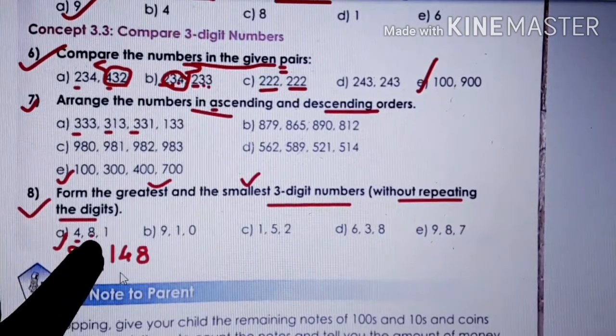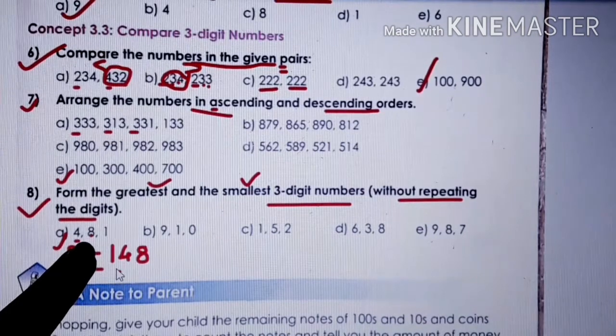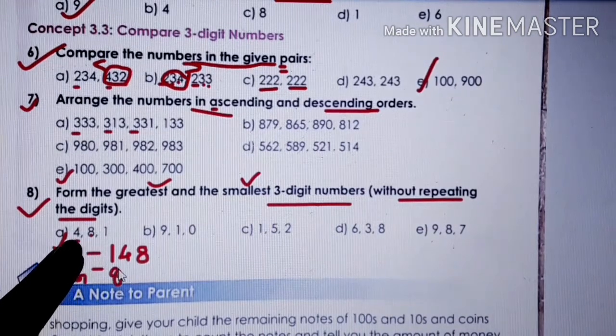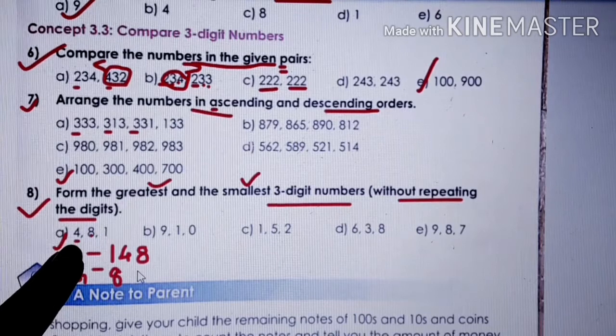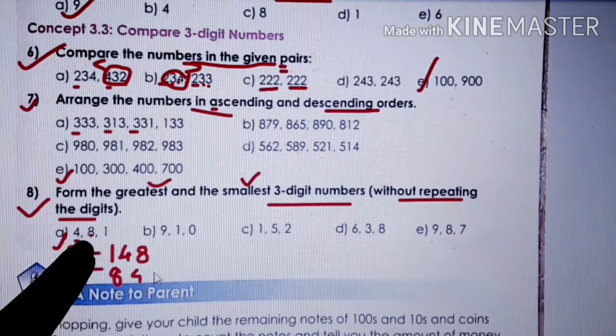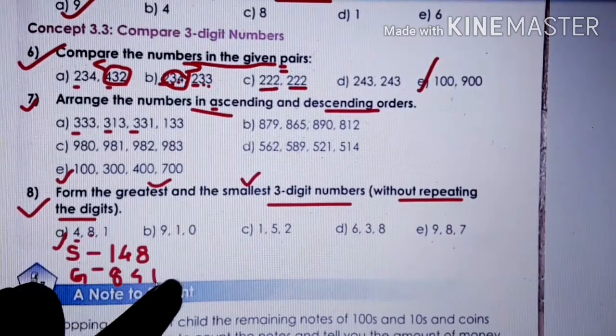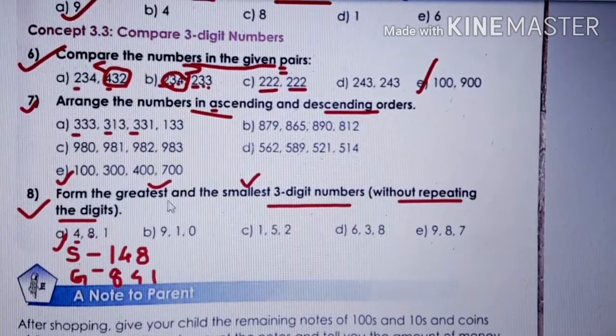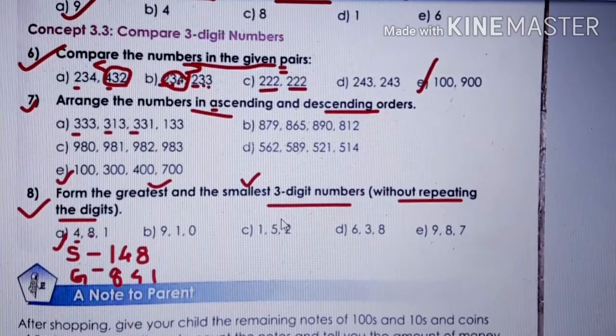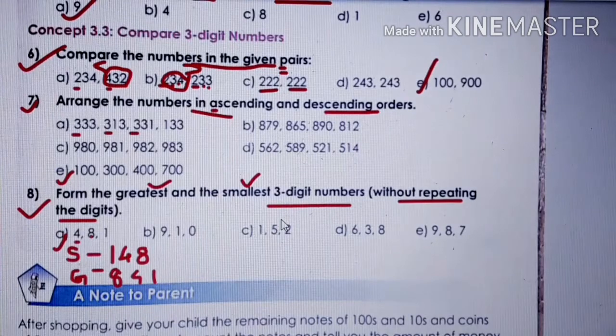So if I want to make the greatest number, children, how will I make? I'll write the greatest number first, that is 8. Then next greater is what, children? 4, and last comes 1. So you get 841. This is how we form the greatest and the smallest 3-digit numbers without repeating.